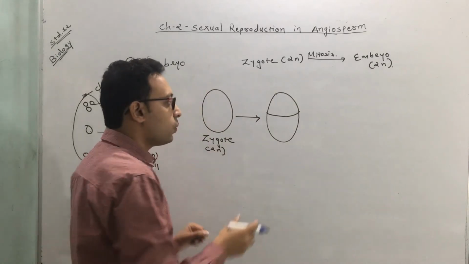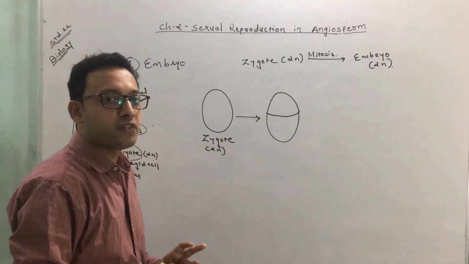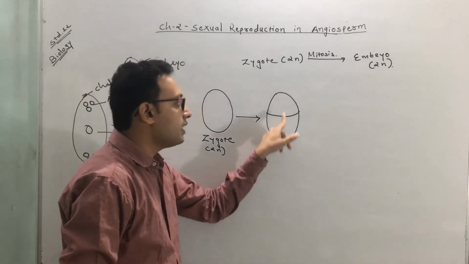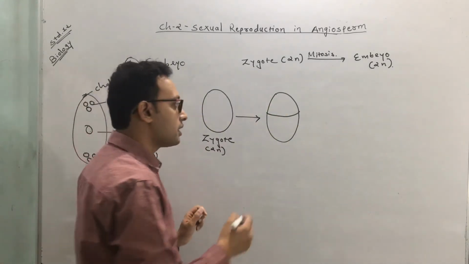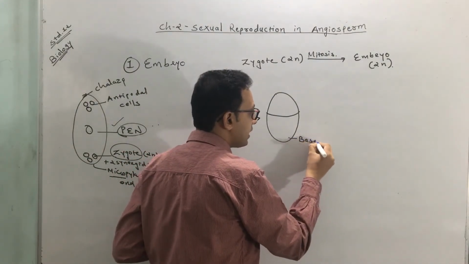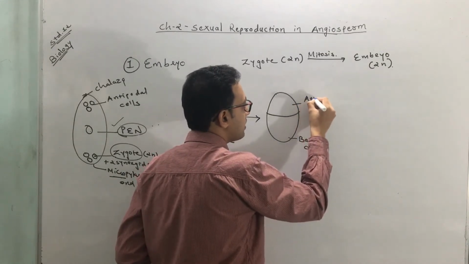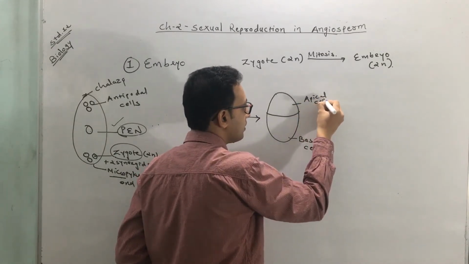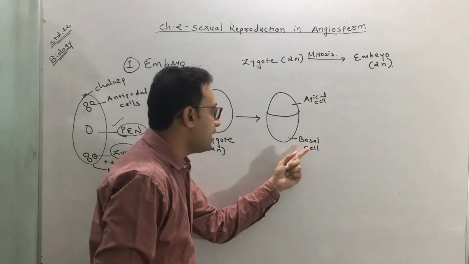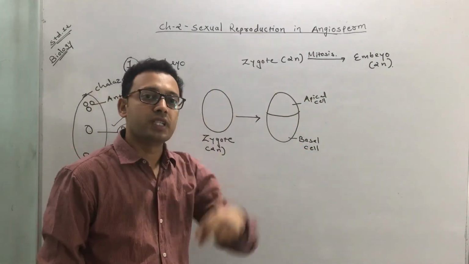And it forms one large cell and one small cell. What does it form? It forms one large cell and one small cell. The large cell that is formed is called the basal cell. And the small cell that is formed is called the apical cell. The basal cell is formed towards the micropyle and the apical cell is formed towards the chalaza.